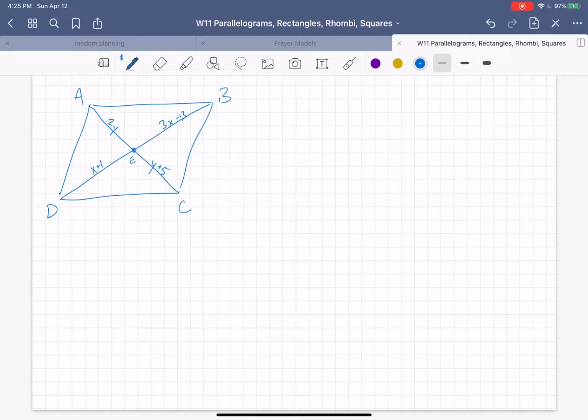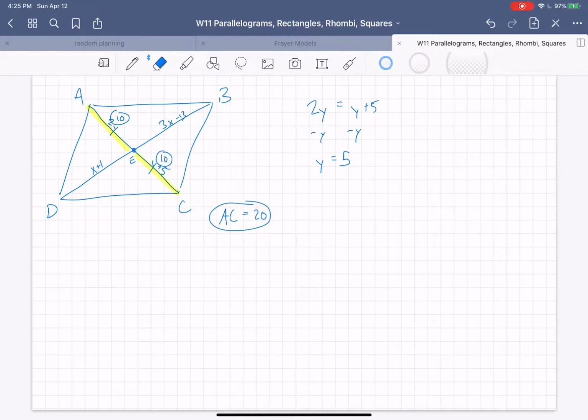So to figure this out, this half has to be congruent to that half. So we have 2y is equal to y plus 5. Subtract y on both sides, we get y is equal to 5. Plug it back in, we get 10 and 10. So the entire diagonal here is 20. Let's try that for the other diagonal.